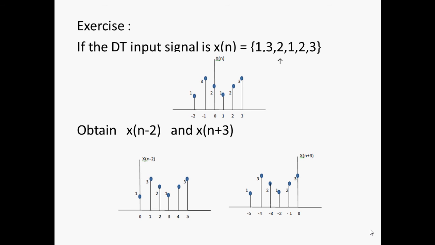Next, in x of n plus 3, it can be given into an original form as x of n minus of minus 3. So your k value is minus 3. So minus 3 should be added to the starting time period of x of n. So minus 3 minus 2 will be minus 5. So from minus 5, 6 values. So minus 5 to 0 is the time range of x of n plus 3.